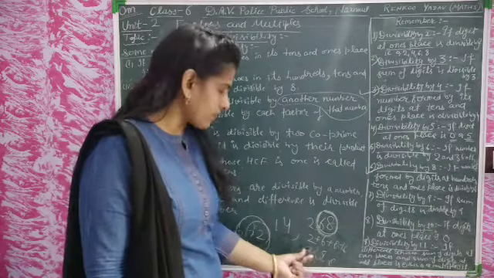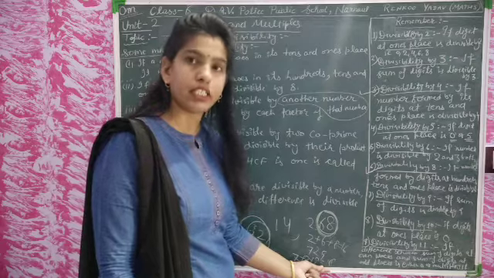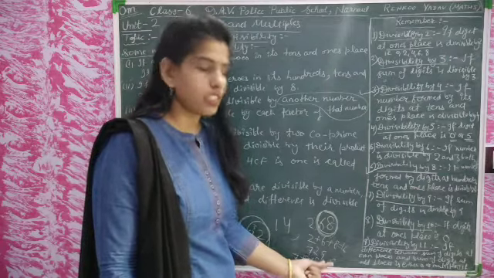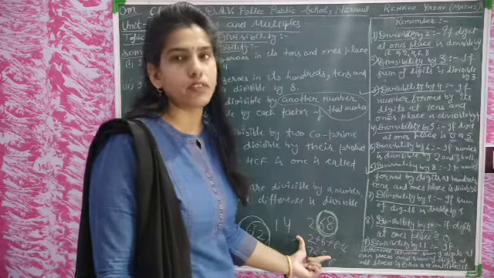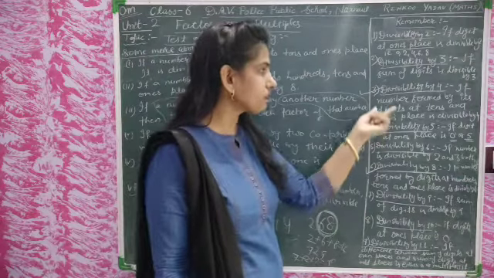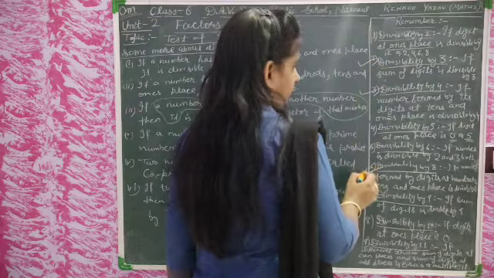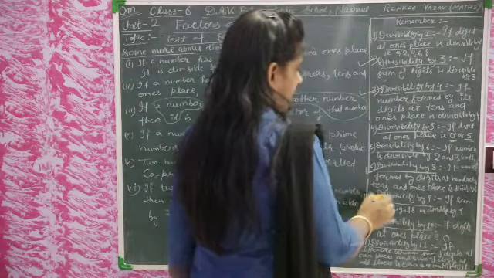Same here: 7, 2, 9. Add all the digits. That is 18. Divisible by 9? Yes. It means this number is divisible by 9. Is it clear, students? Now this question is done here.